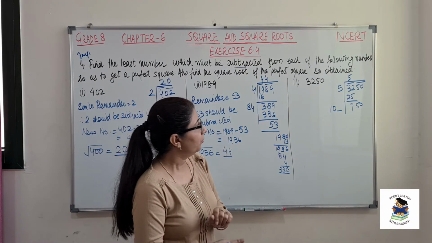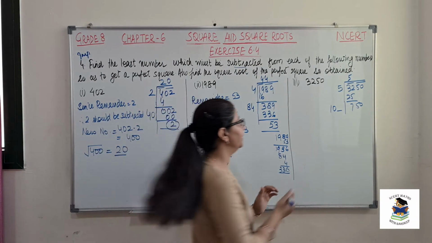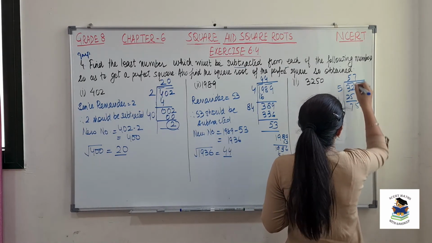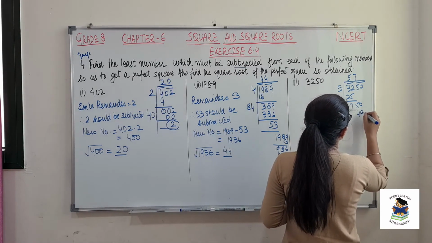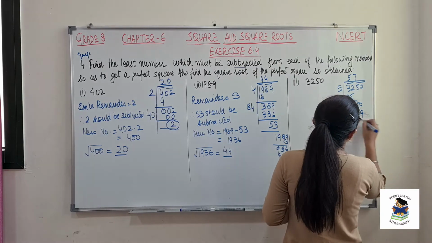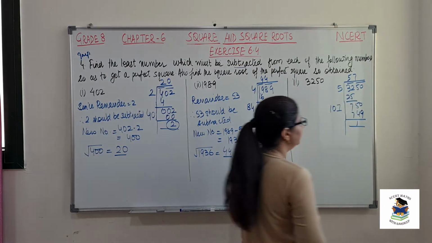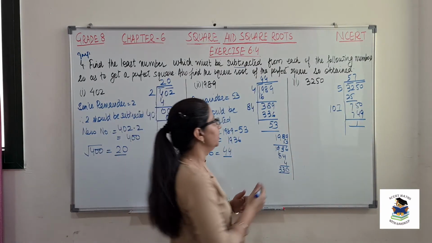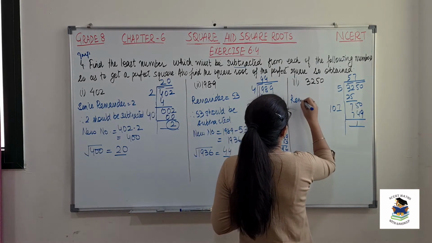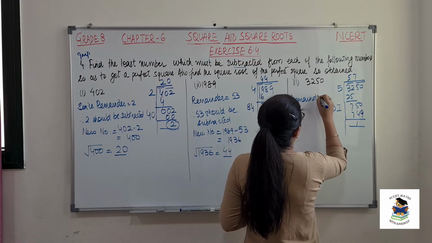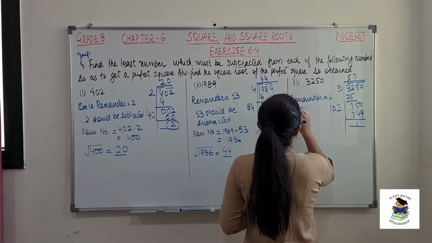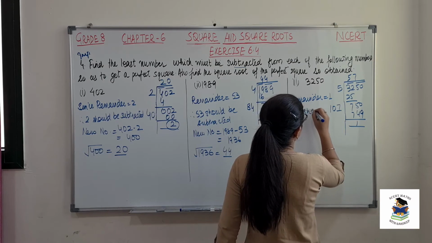So next possible number is 7. So 7 here, 7 7s are 49 and then 749. So remainder is only 1. So we will write remainder equals to 1. Therefore 1 should be subtracted.